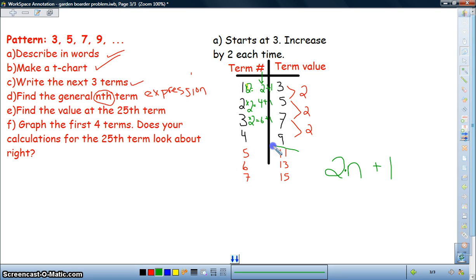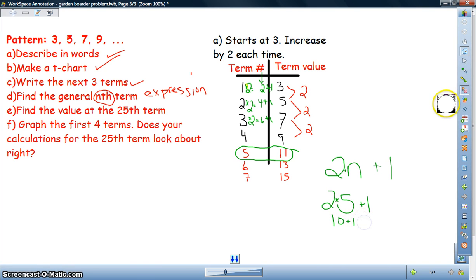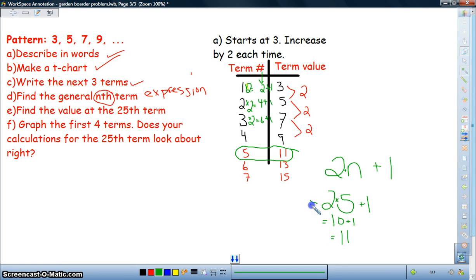I can check my answer by picking any one of these to check. I'll pick the 5. So term number 5, five times 2 is 10, plus 1, gives me 11. And that's what I said when I did my normal arithmetic in my chart, that it was going to equal 11. So we've done finding the expression, or the general nth term, because we said algebra is generalized arithmetic.